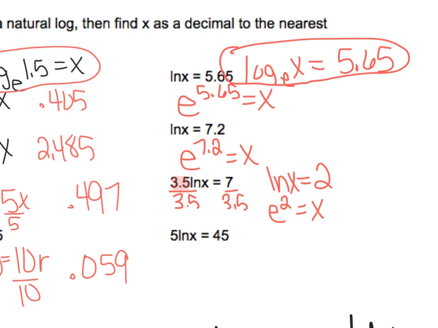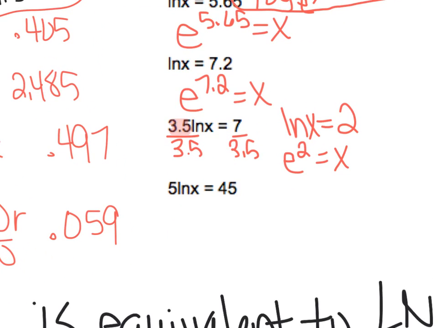Same idea here on 5 times the natural log of x equals 45. First, we would want to divide out that 5, and we'd get the natural log of x equals 9. If we change it into exponent form, that would be e to the 9th equals x.